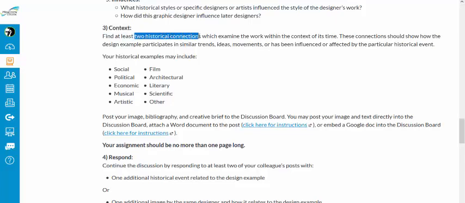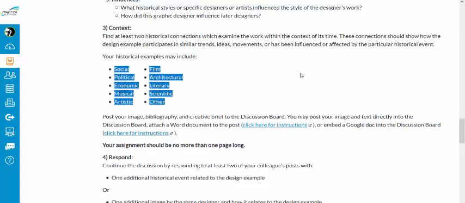They could be social, political, economic, just something else that was going on during the time that your graphic design example was produced. What was happening in politics in England, for example, or France, if that's where your example is from. What pieces of popular music were popular during the time your example was produced, or maybe some scientific discoveries. So that's what I mean about historical context, to see other things that were happening at that same time.